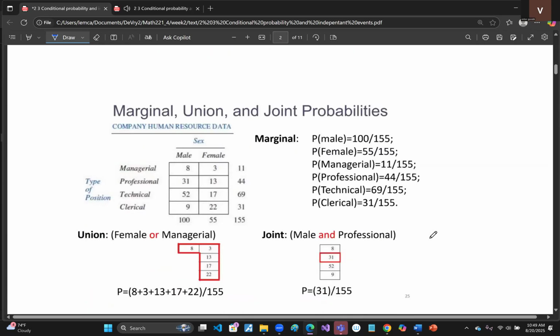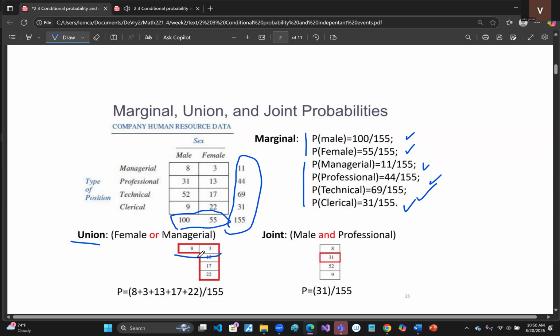There are 6 marginal probabilities, 2 of being a male or a female, and 4 of being in managerial, professional, technical, or clerical positions. These probabilities are called marginal because the numerators for their calculation are the numbers at the margin of the table: 100 over 155, 55 over 155, 11 over 155, 44 over 155, 69 over 155, and 31 over 155. Union probabilities are related to the union of a row and column properties.